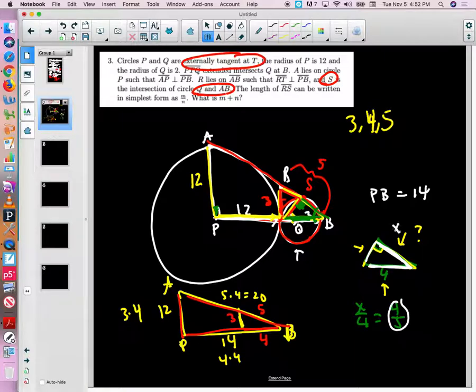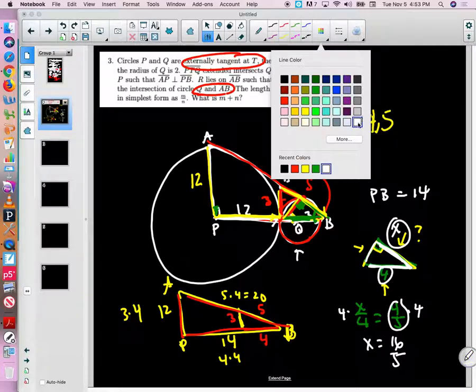And so I want to know what this is over 4. So hopefully you got that. If I multiply both sides by 4, I get x is equal to 16/5. All right, so this distance is 16/5. Again, I agree it's a tough problem. This whole thing we found a long time ago was 5. They just want this part of it, RS.